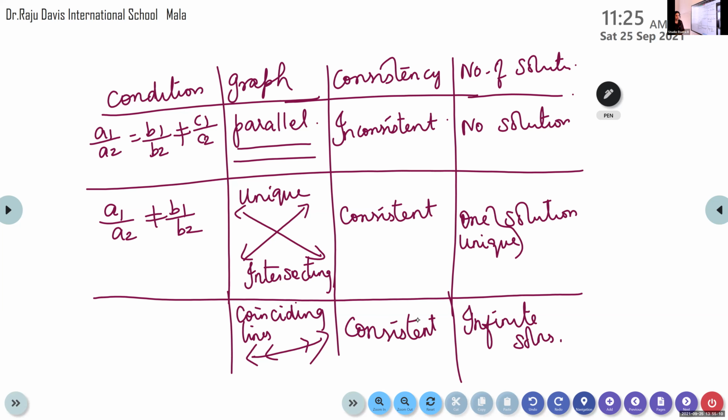And what is the condition here? A1 by A2 is equal to B1 by B2, is equal to C1 by C2. This is the condition we have learned.